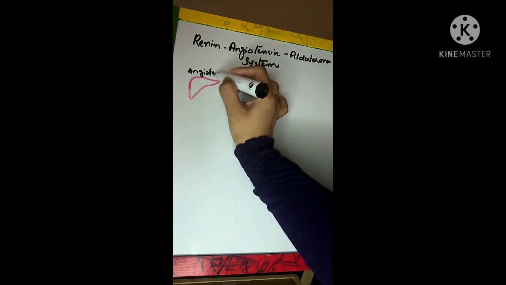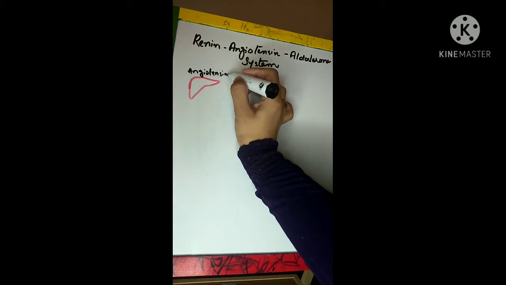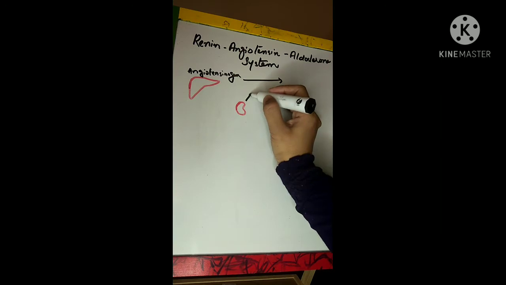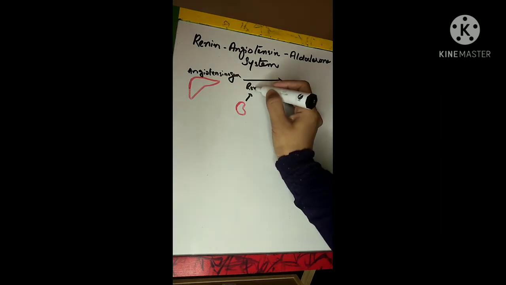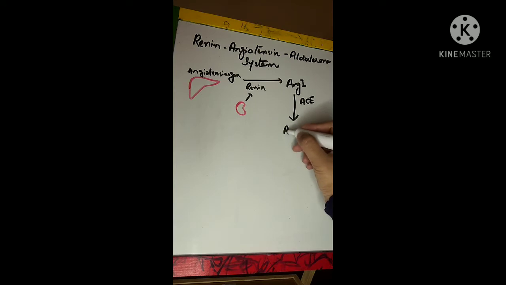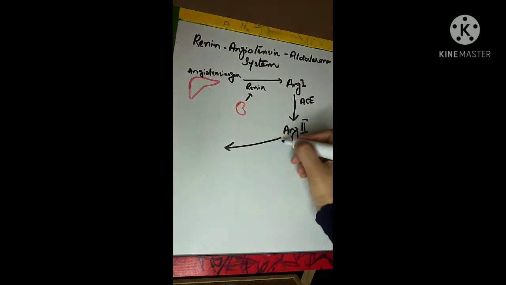So now I am drawing it. I have tried to show the liver, and it is synthesizing angiotensinogen. Then from the kidney comes the renin, and it converts angiotensinogen, that is an inactive form, to angiotensin 1. Angiotensin 1 is converted with the help of ACE to angiotensin 2. Now this angiotensin 2 has three major roles.